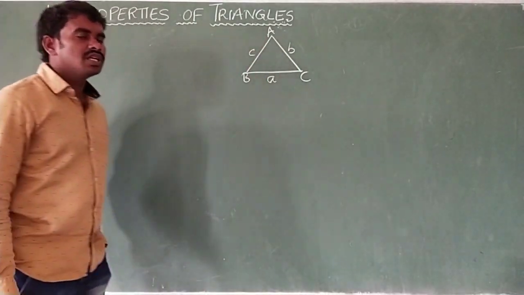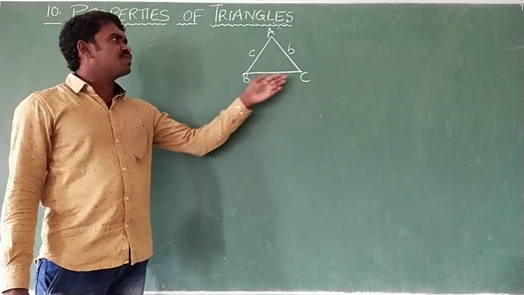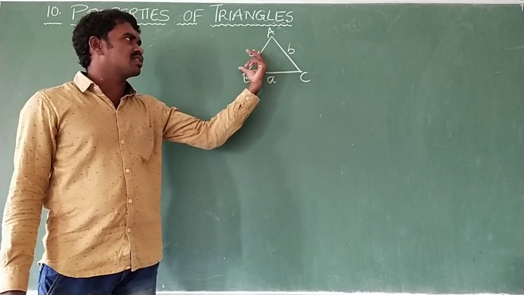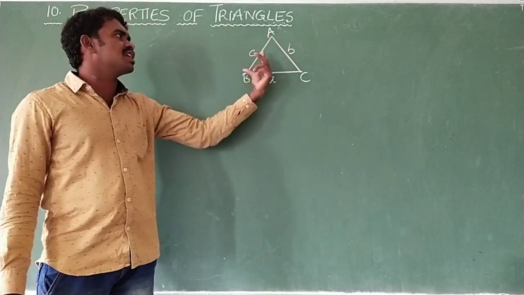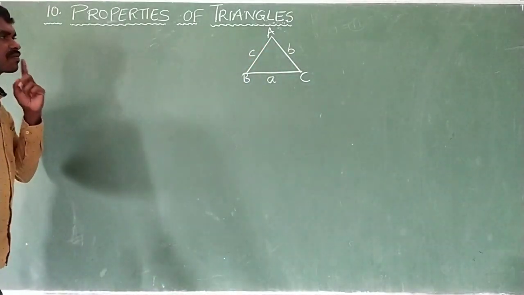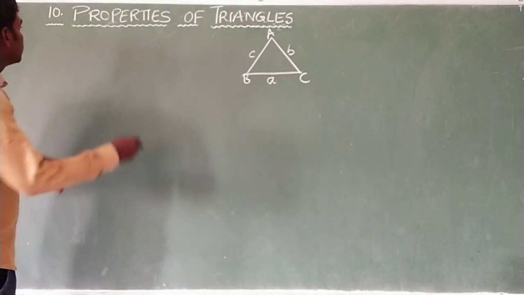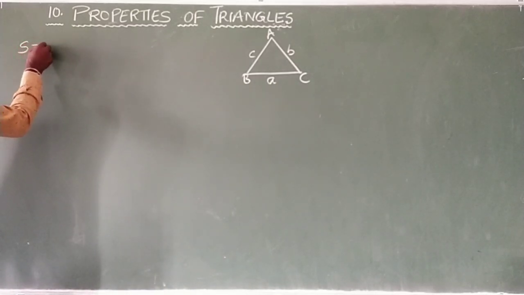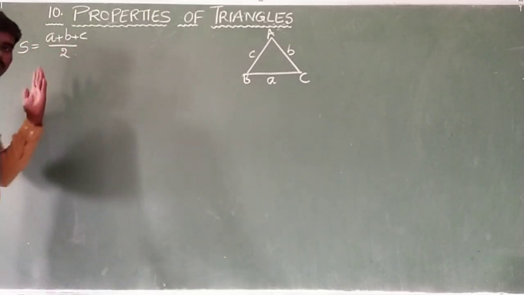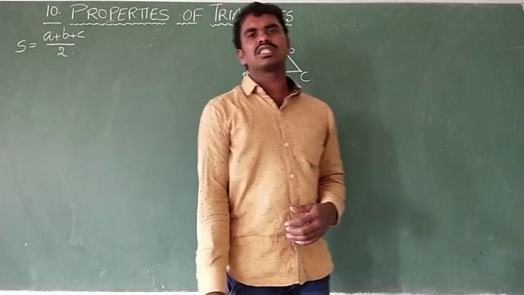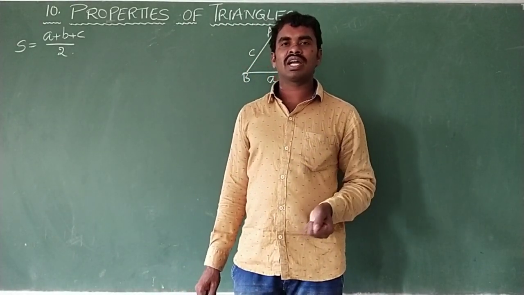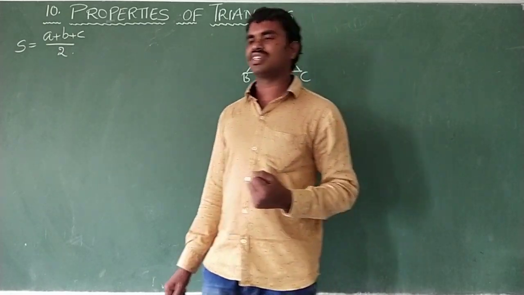Similarly, small c. What do you mean by perimeter of this triangle? Perimeter means the sum of all sides, that means BC plus AC plus AB, that is small a plus small b plus small c. If you take half of that perimeter, that is called semi-perimeter. That is S equals a plus b plus c by 2. One formula we already know from 10th class: we used it in coordinate geometry, finding the area of a triangle, Heron's formula.